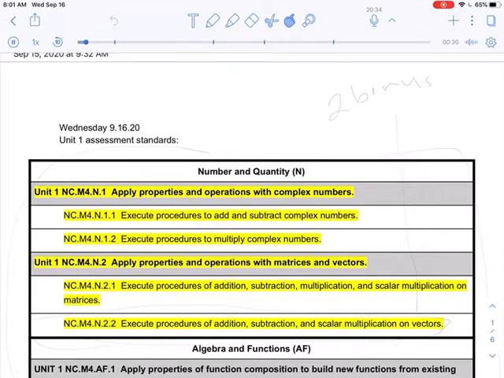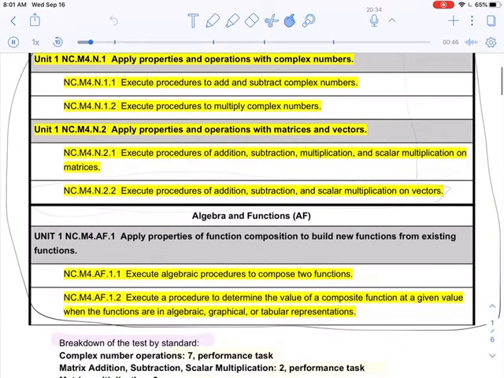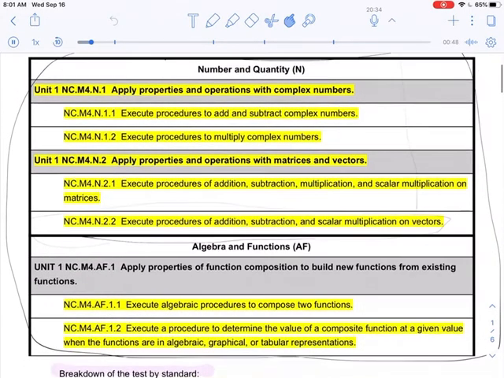Just like yesterday, we went over all of the standards that are going to be represented on your test, except for the standards that are about vectors. We are not going to be doing the vectors, these standards here, because I just felt like we did not go over them enough.